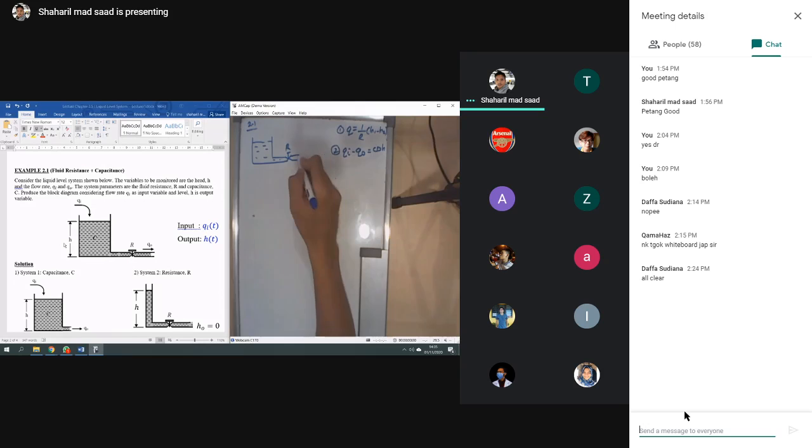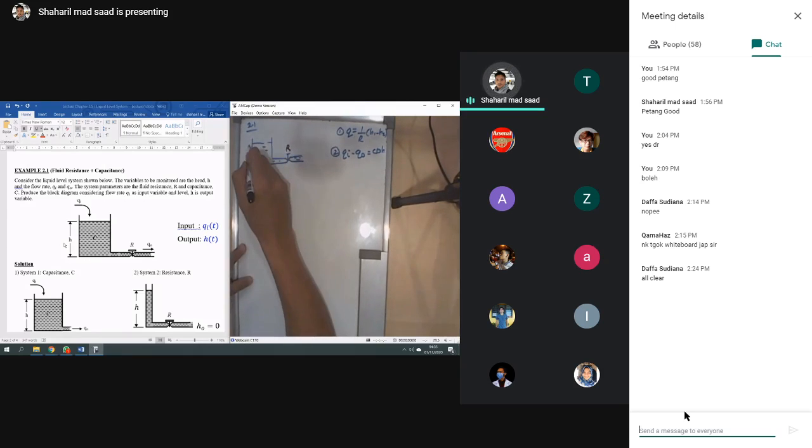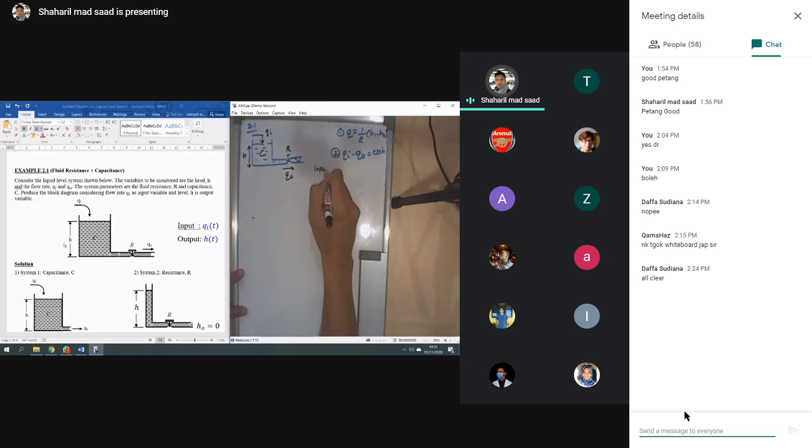So then, okay, this one is R, and this one you will have some height here. We call it H only, and then you will have some input Qi, and then capacitance here, and then the output is Q naught. Okay. So first of all, you need to look at the input, right? So in this case, the input is Qi and the output is H.